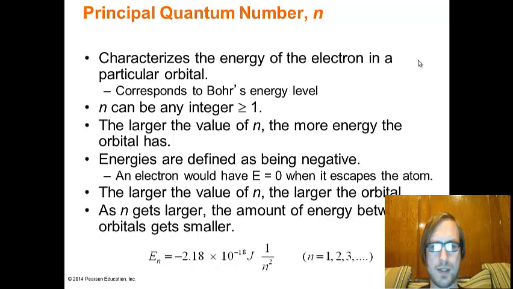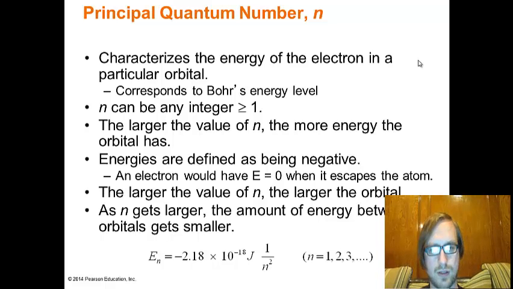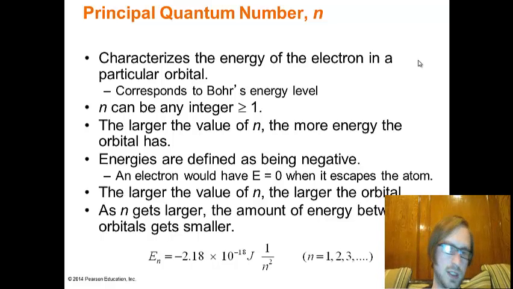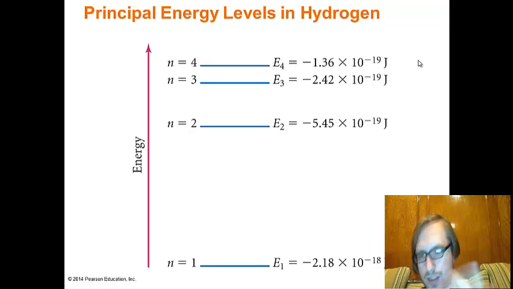Energies are defined as being negative. An electron would have an energy of 0 when it escapes the atom. The larger the value of n, the larger the orbital. And as n gets larger, the amount of energy between orbitals gets smaller. So that means the difference between n equals 1 and n equals 2 is greater than between n equals 2 and n equals 3. They start to shrink up, as you see here. And this is just part of the statistical distribution.